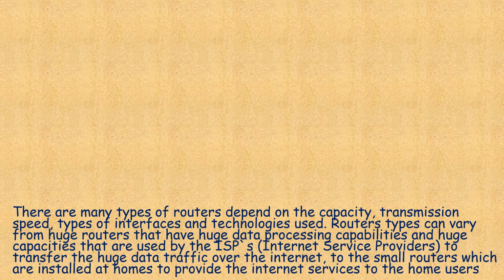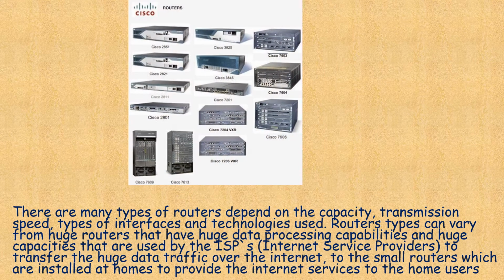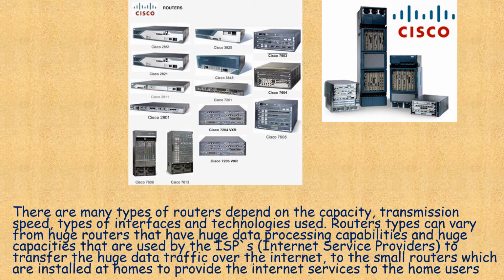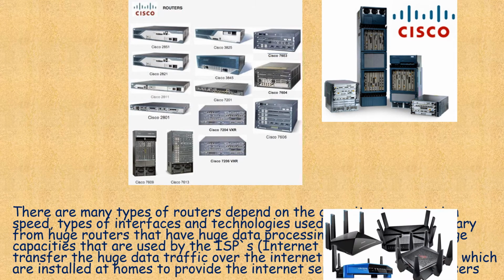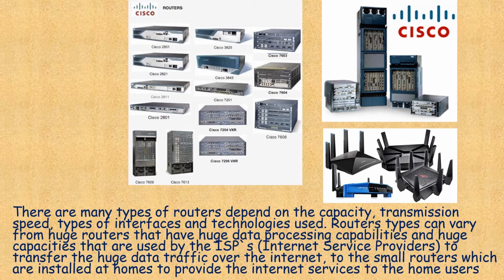There are many types of routers depending on their capacity, transmission speed, types of interfaces, and technologies used. Router types can vary from huge routers with huge data processing capabilities, used by the ISPs, Internet Service Providers, to transfer the huge data traffic over the Internet, to the small routers which are installed at home or small offices to provide the Internet services to the end users.